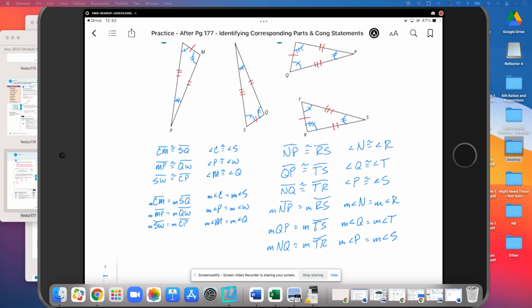And so there I've got all my corresponding or congruent statements and equality statements as well.